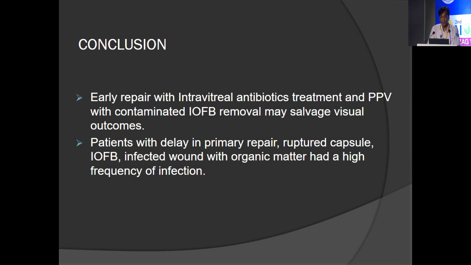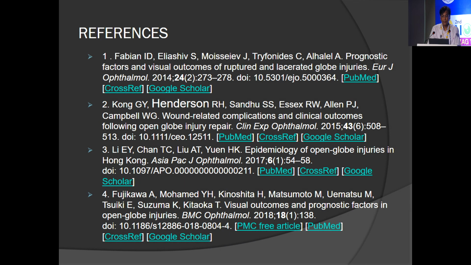The conclusion is early repair with intravitreal antibiotics treatment and PPV with contaminated intraocular foreign body removal may salvage visual outcomes, and patients with delay in primary repair, ruptured capsule, intraocular foreign body, infected wound with organic matter had a high frequency of infection. These are my references. Thank you, sir. Thank you.